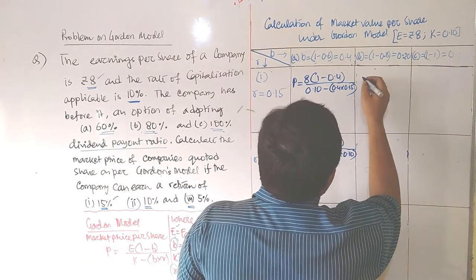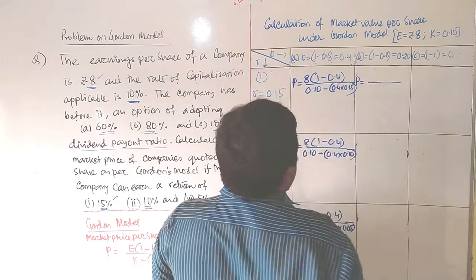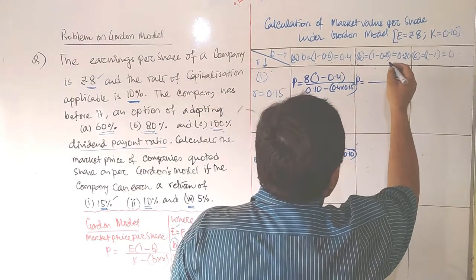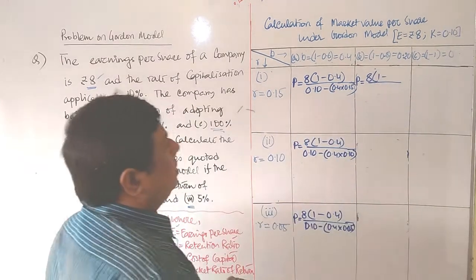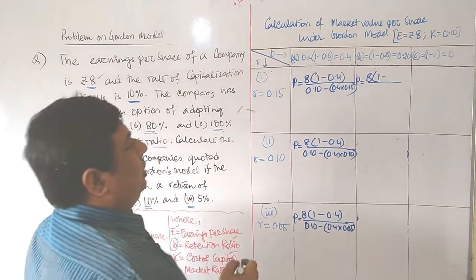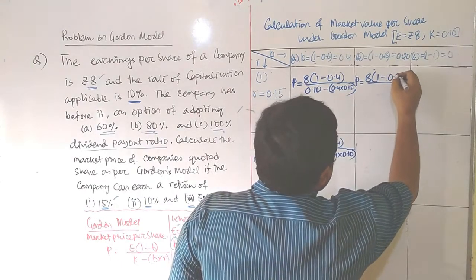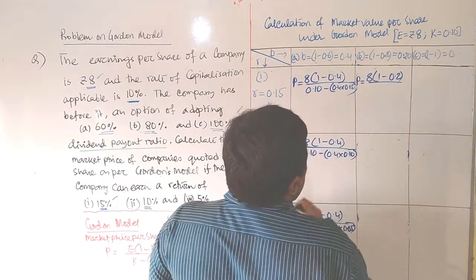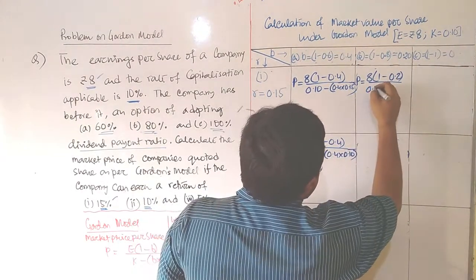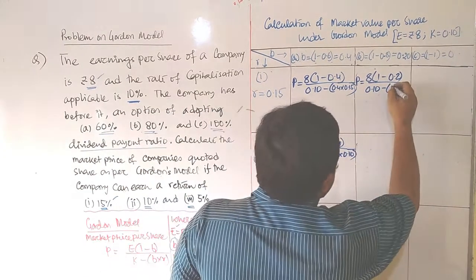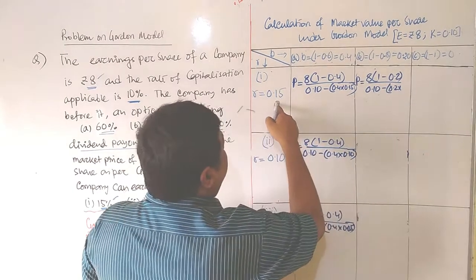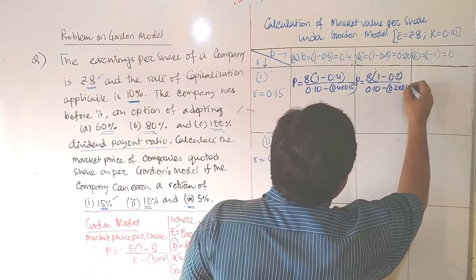Now at first row and second column, P equals E, that is earning per share, according to the formula, 1 minus B. B is over here 0.2, divided by cost of capital, that is 0.10 minus BR, 0.2, and R over here is 0.15.